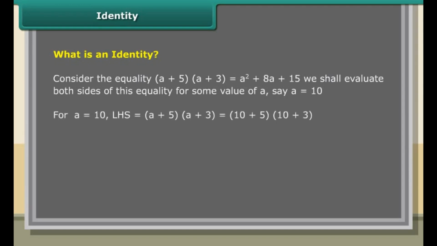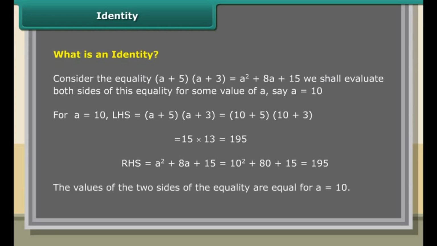For a is equal to 10, LHS is equal to (a plus 5) into (a plus 3) is equal to (10 plus 5) into (10 plus 3), which equals 15 into 13, which is equal to 195. RHS is equal to a square plus 8a plus 15, which equals 10 square plus 80 plus 15 is equal to 195. The values of the two sides of the equality are equal for a is equal to 10.